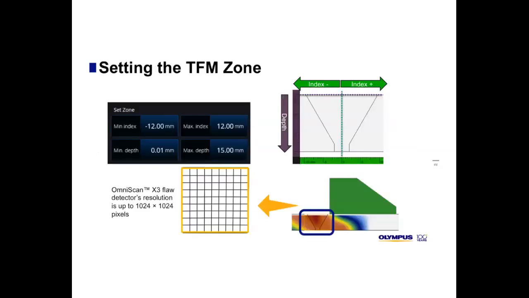Here, just an example of how we are setting the zone. Actually, it obeys the same rules as phase array. So we have our center line, and we have our negative and positive index, and of course the depth. So the technician will just put the zone at the right area of interest, and it can be easily moved to the right or to the left. It can be even under the probe itself when there is no cap. Just note here that the OmniScan X3 can offer us a resolution up to 1024 times 1024 pixels.